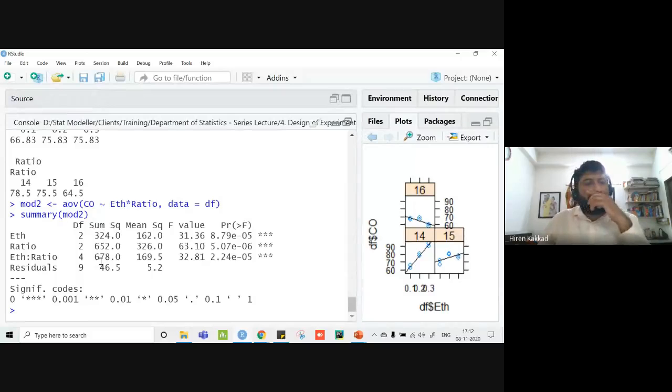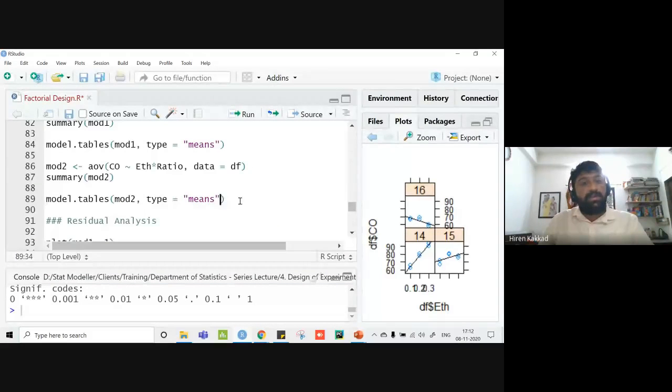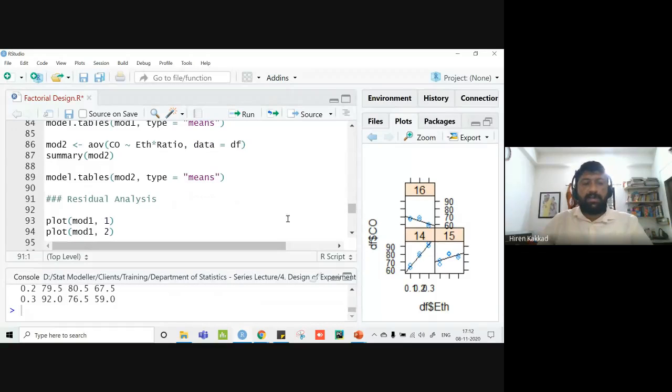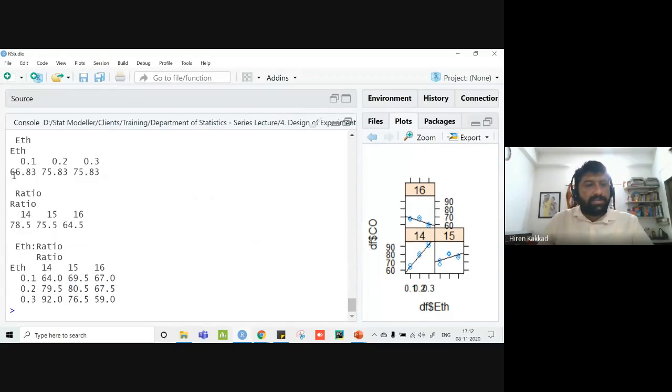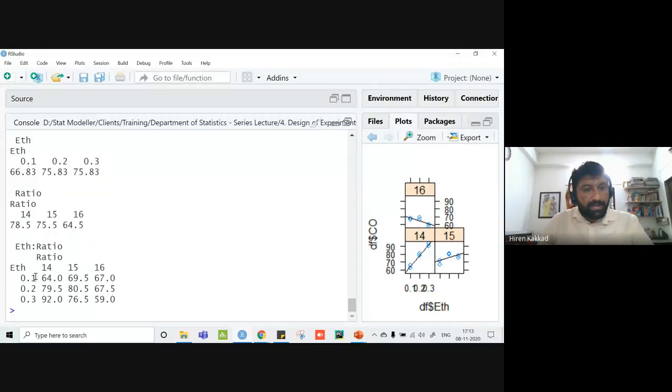Now you can see, since there was an interaction effect, it is showing all these 3 are having a significant impact, right? Now again we can find out the means, but now the means will also be available for the interaction effect. Otherwise all these things will be the same, because it is going to be the same mean, as we already discussed. But it also provides you the mean for when the ethanol level is, let's say, 0.1 and the ratio is, let's say, 14.